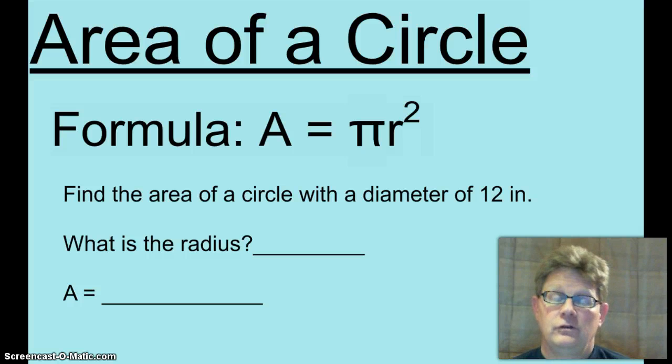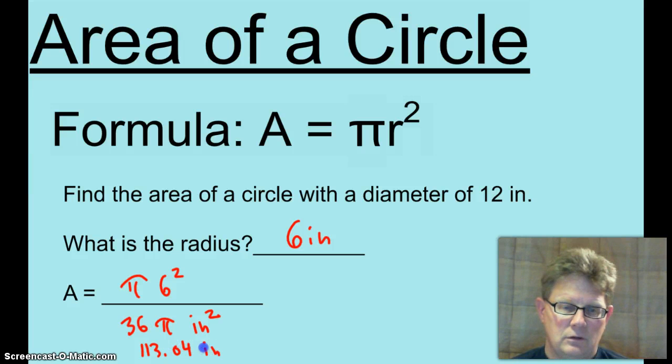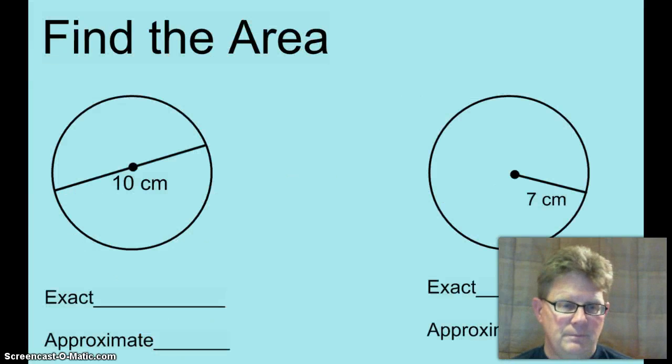The area of a circle uses the formula area equals pi r squared. Find the area of a circle when the diameter is 12 inches. Well, what's the radius if the diameter is 12? That's right, 6 inches. So pi times 6 squared. So the area is 36 pi inches squared, or 113.04 square inches. Got one last screen here.